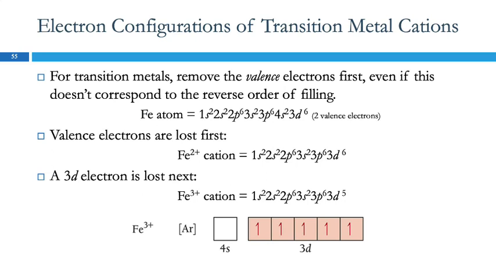Okay, so any questions about electron configurations for cations? The anions, you just add electrons, and it's a lot easier.